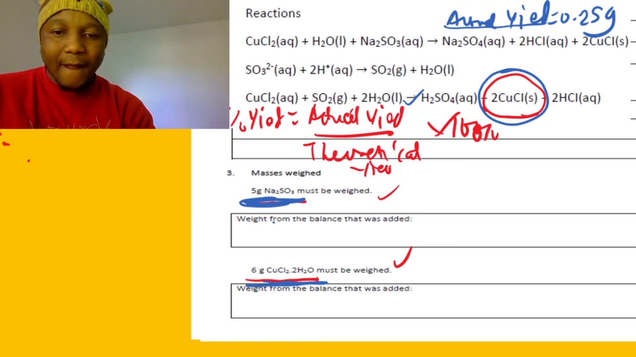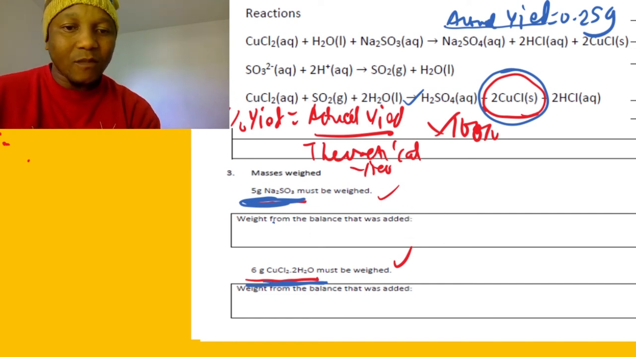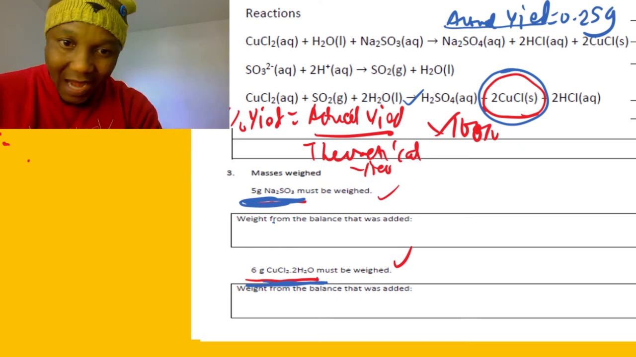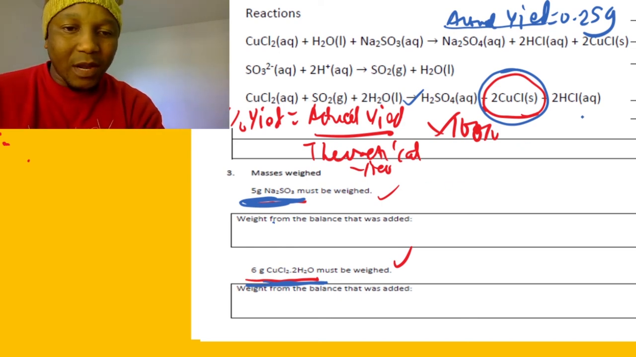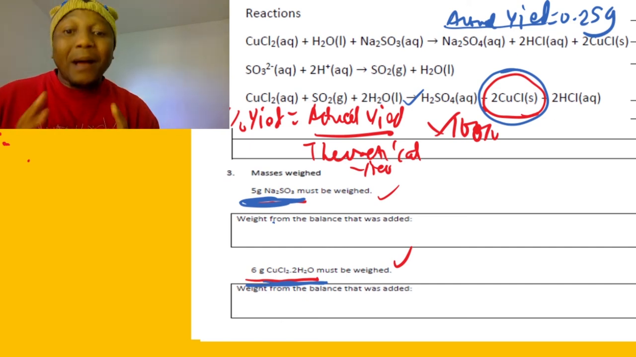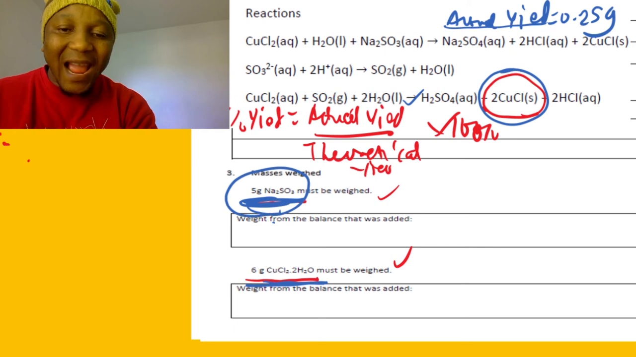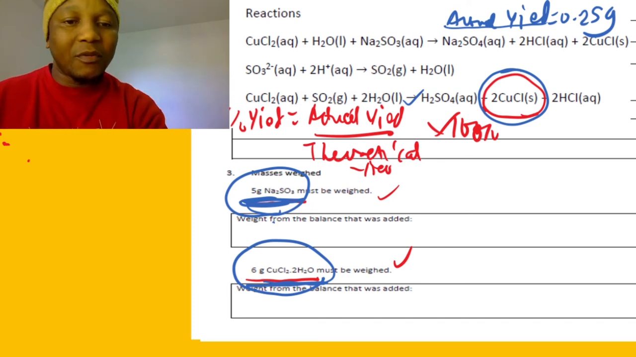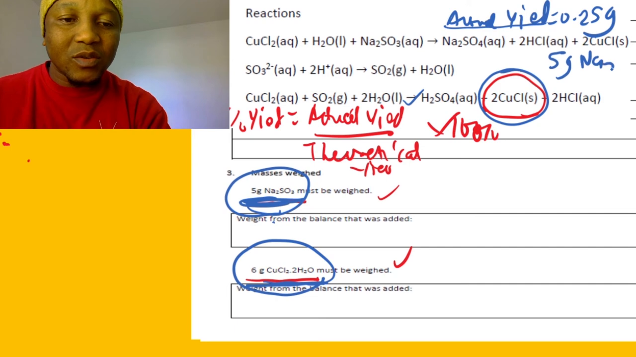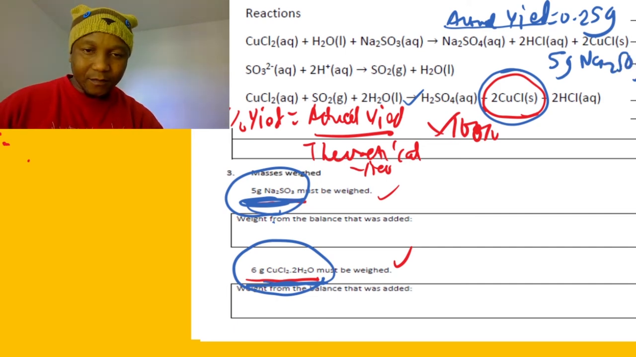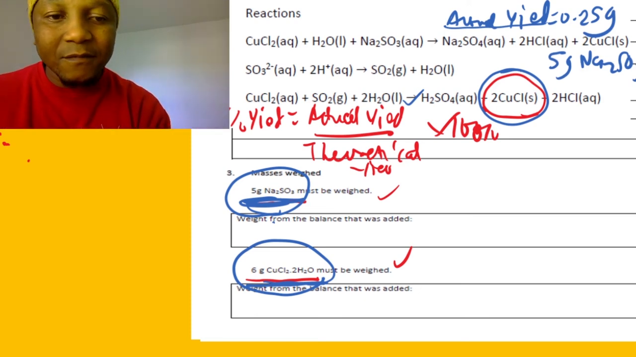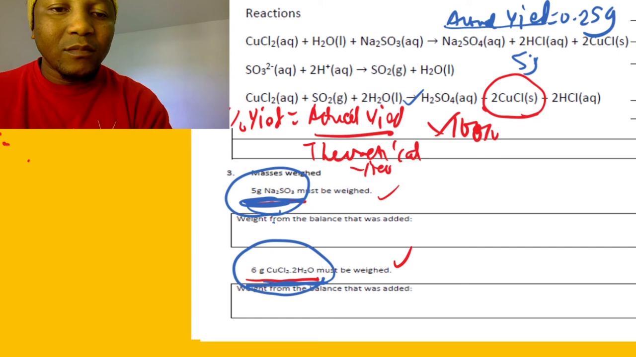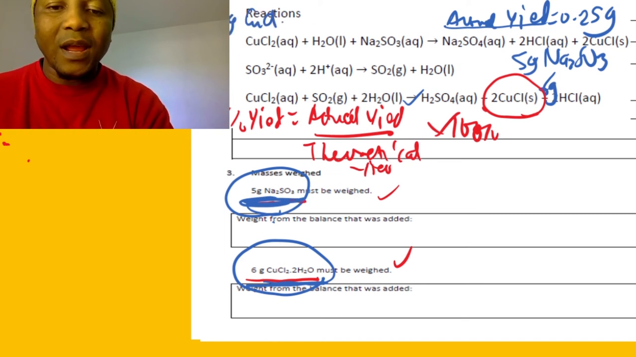Okay, I need a space here, let me write. You have to remember, I do believe, the mass of sodium sulfite is 5 gram, and the mass of copper chloride dihydrate is 6 gram. I hope you're going to remember. Let me write here: 5 gram sodium sulfite, and 6 gram of copper chloride 2H2O.